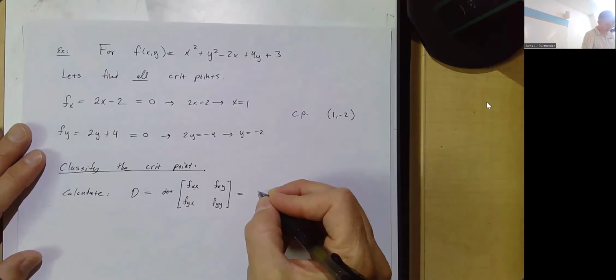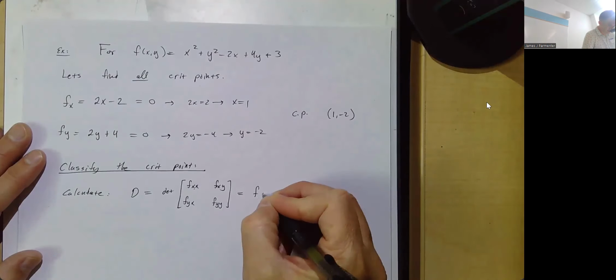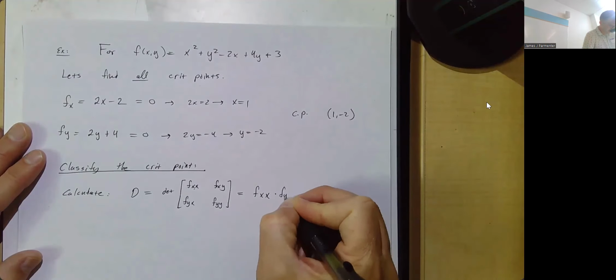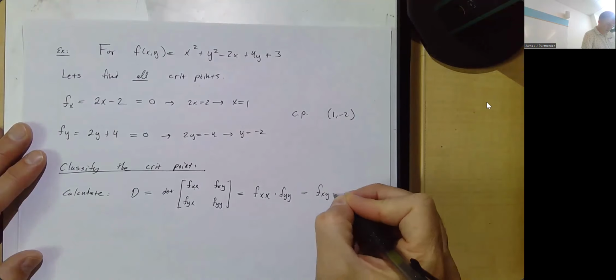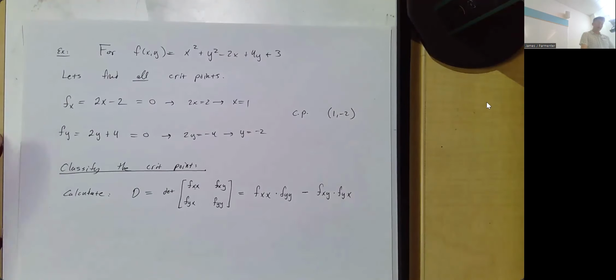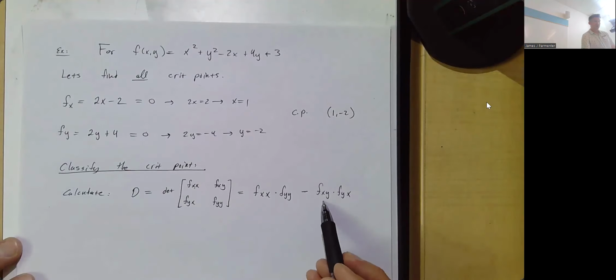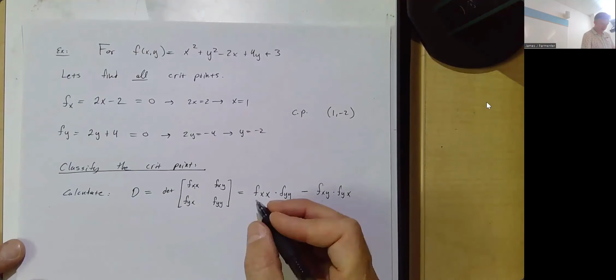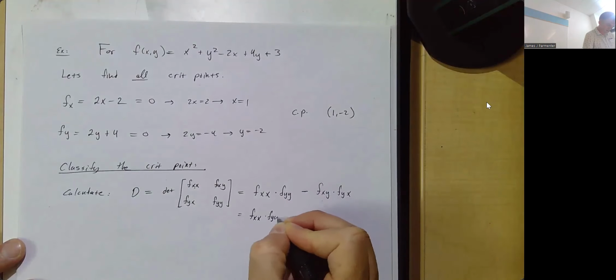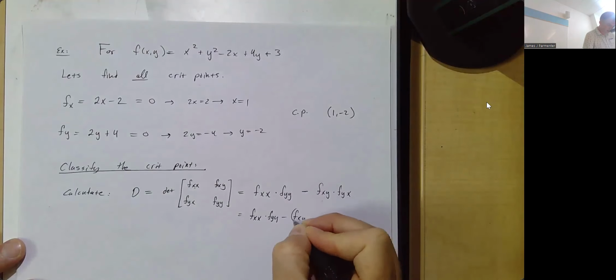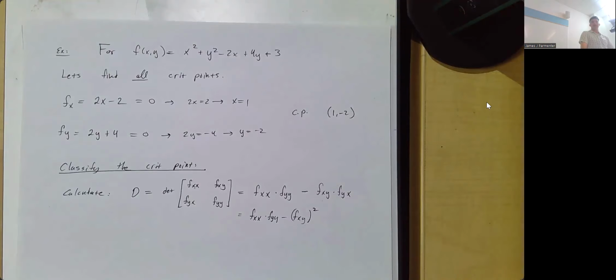So this is going to equal the product of the diagonal entries, fxx times fyy, minus the product of the off diagonals. But I'll point out that for any function we're going to encounter, the mixed partial in one direction is the same as the mixed partial in the other order. So we usually write this as fxx times fyy minus fxy squared, since fyx is equal to fxy. We can just write it that way.